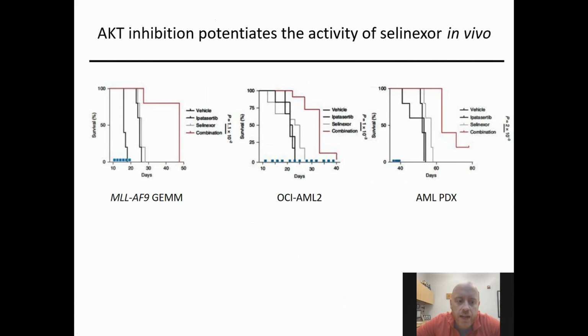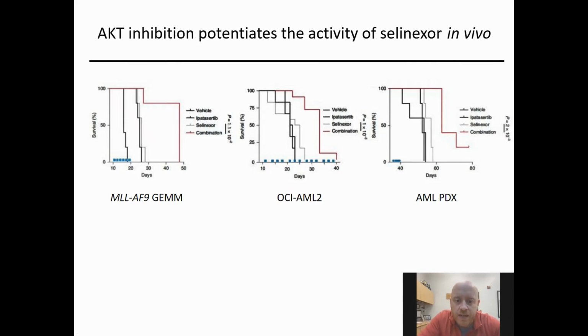Lastly, we showed that in a panel of robust AML animal models, the genetically engineered mouse model driven by MLL-AF9, the OCI-AML2 cell line xenograft model, and an AML PDX model, in all three cases, the combination therapy substantially extends overall mouse survival compared to selinexor treatment or AKT inhibition alone.